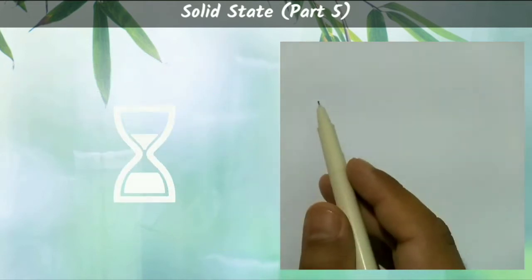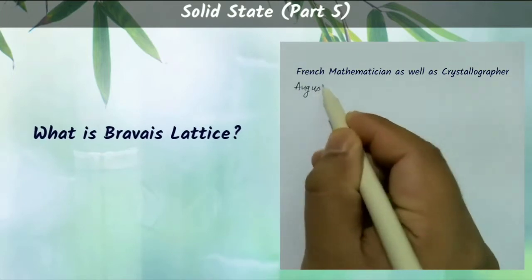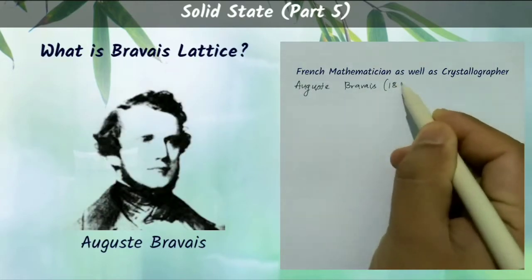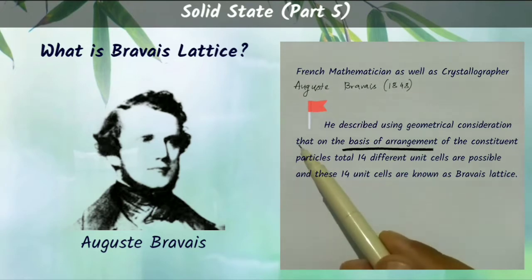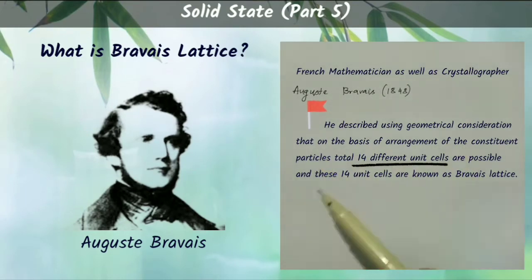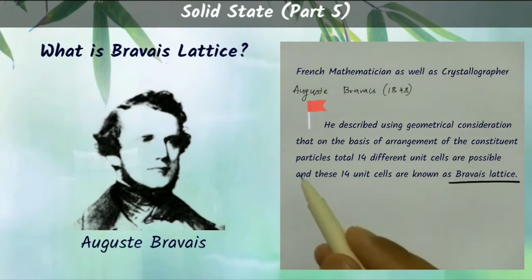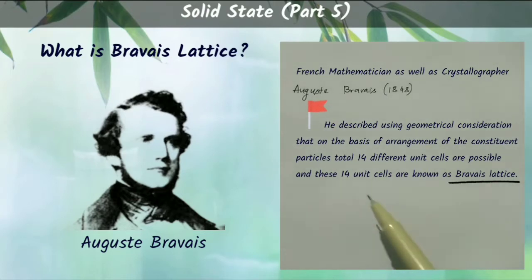The French mathematician as well as crystallographer Auguste Bravais in 1848 described using geometrical considerations that on the basis of arrangement of the constituent particles, a total of 14 different combinations are possible, and these combinations result in 14 different crystal unit cells, and these unit cells are known as Bravais lattices.